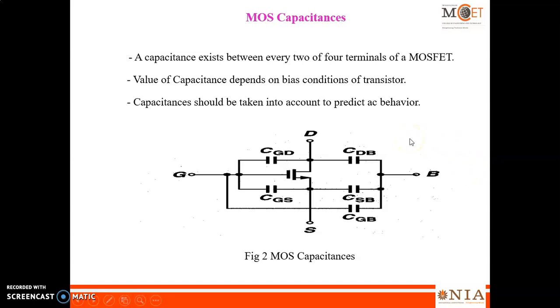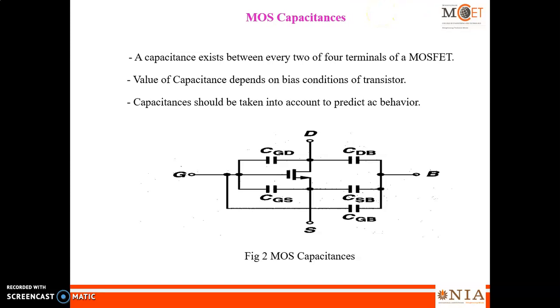Now let us see about the capacitances. What are all the capacitances that exist in a MOSFET transistor? Where a capacitance will exist means between any two terminals you can find one capacitance. Why are we taking capacitance into account? In order to predict AC behavior of a particular device, you should take into account the capacitance associated with the device, and the value of this capacitance depends on the bias conditions of the transistor.